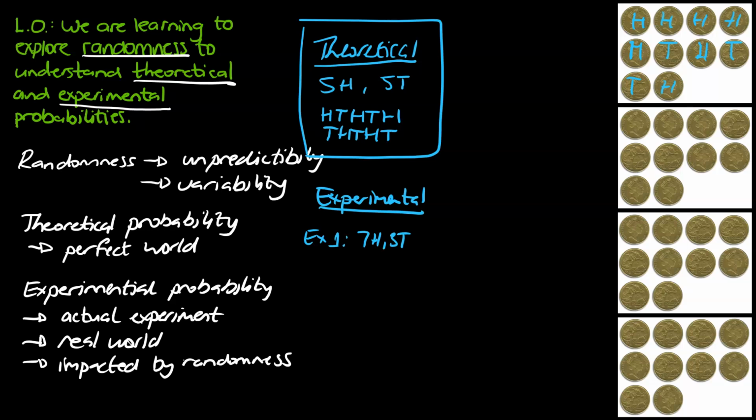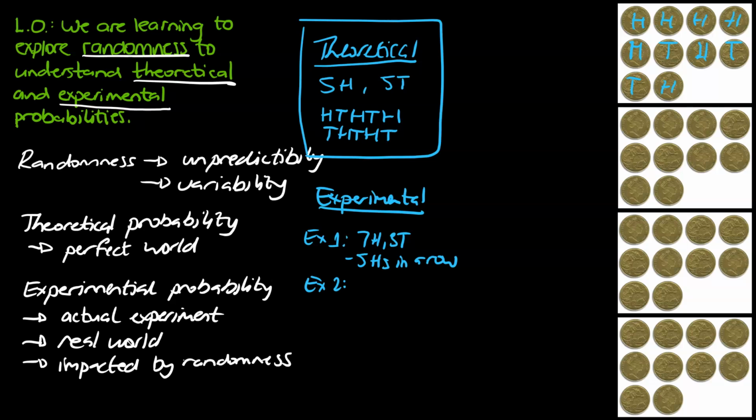And if you have a look at that, it didn't resemble anything like heads, tails, heads, tails, heads, tails. It had 5 heads in a row as well. So that was nothing like what we would predict based on our theoretical model.